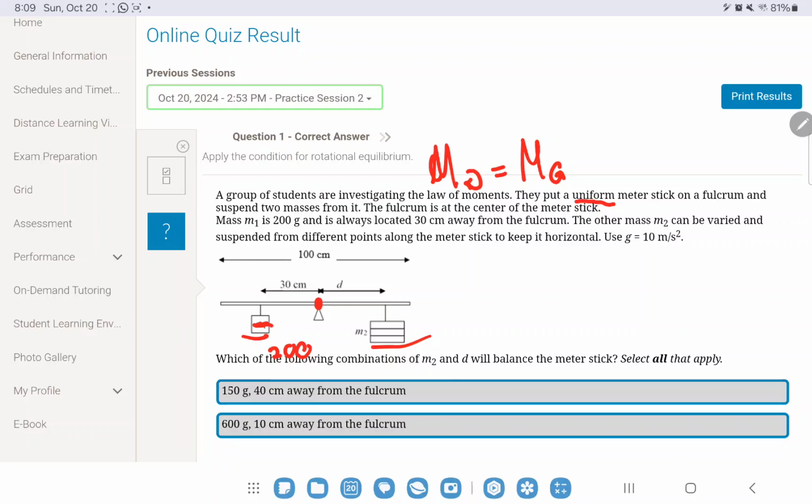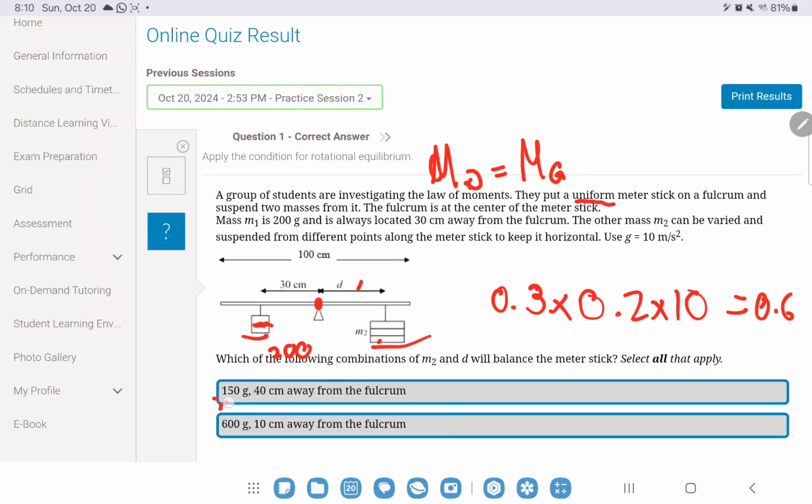So what we have to do here is see the combinations of mass 2 and D to balance the stick. First we need to find the moment of the counterclockwise side. We know it is 30 times 200 times 10. Or wait, no, sorry, not 30 nor 200, because we need to take them in meters and in kilograms. So 0.3 times 0.2 times 10 is going to give us, let me get my calculator, 0.6.